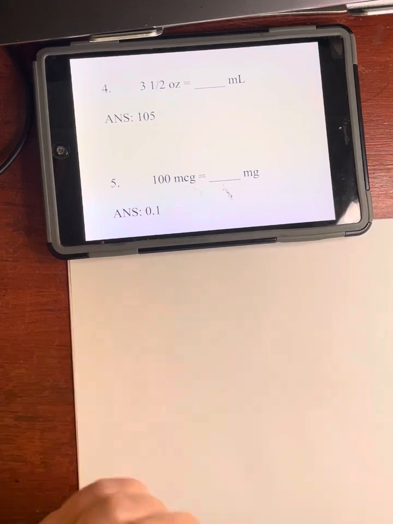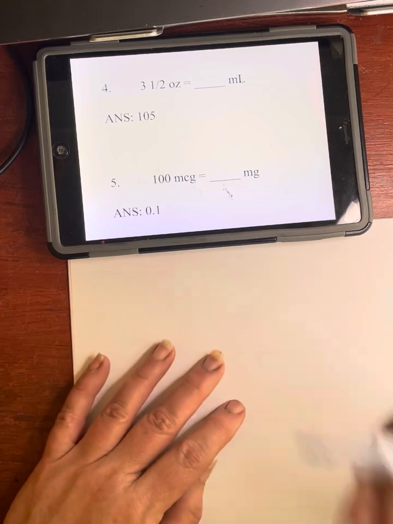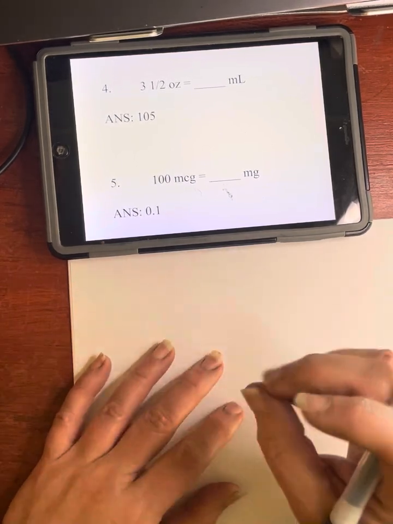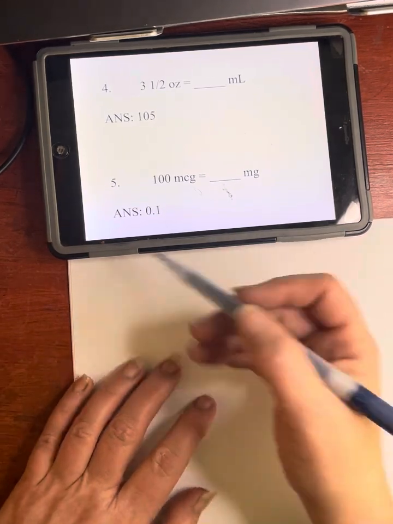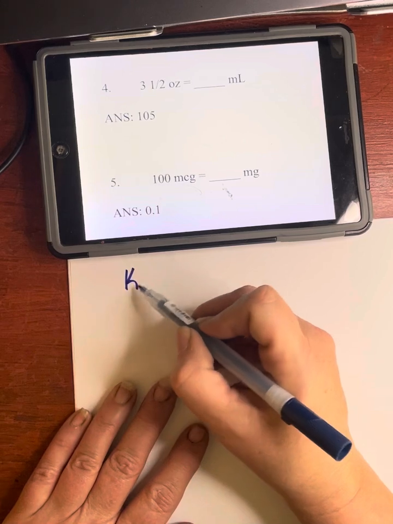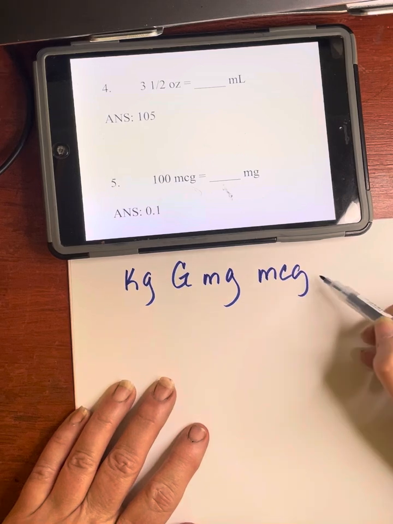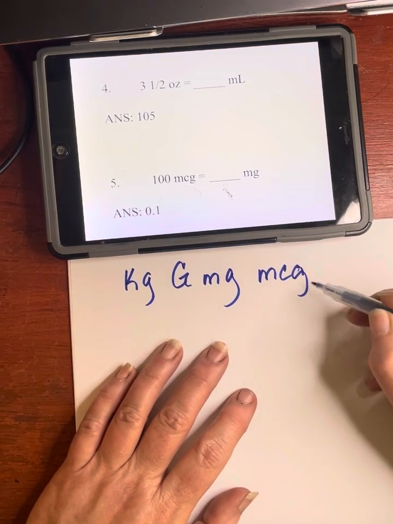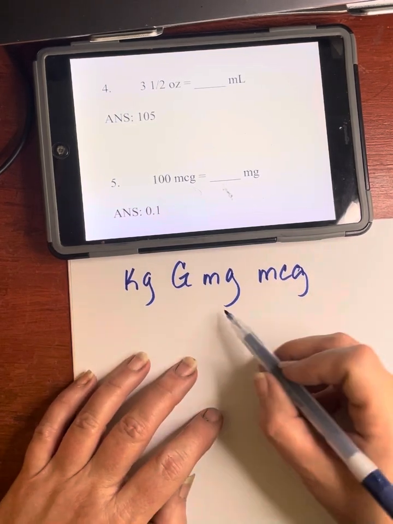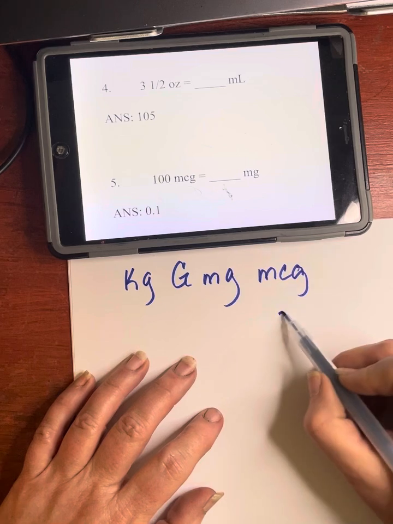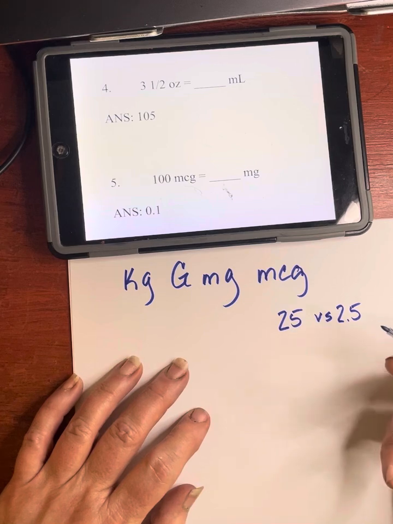And as far as moving the decimal on the metric system, some people do multiply or divide by 1,000. My brain does not function like that, and the potential for me to jack it up would be high. So I do this. You got kilograms, grams, milligrams, and micrograms. I know it seems kind of elementary, but if you don't understand this part, you're crippling yourself, and a decimal will kill somebody. Look, 25 versus 2.5, that's a heck of a difference.